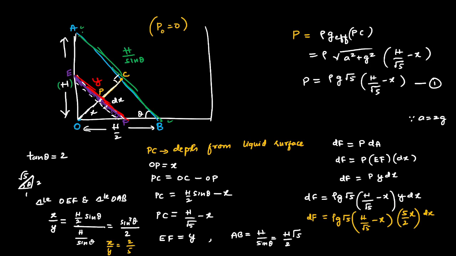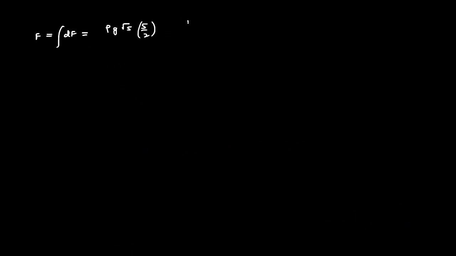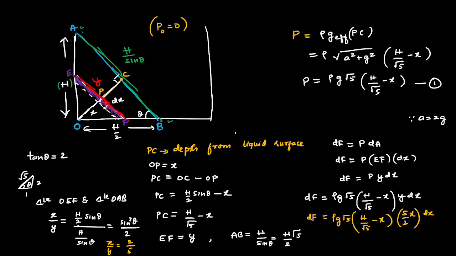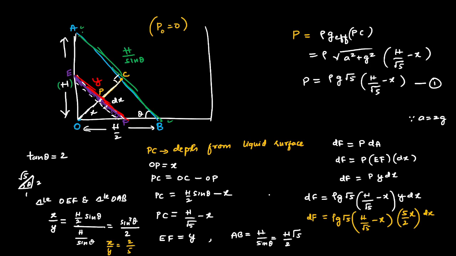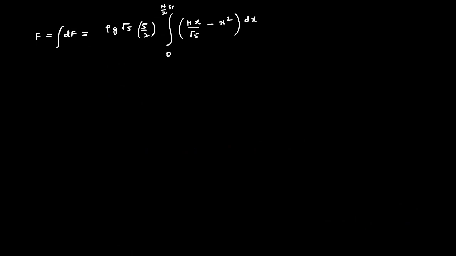So the small force, when you integrate, becomes the total force. And that turns out to be how much here? See here, rho g root 5 is constants, and 5 by 2 is also constant. So I'll be writing 5 by 2 constant outside the integration. And we have h by root 5 times x minus x squared, that I have to integrate with dx. Everything else I have taken outside the integration. Now here, as we move from O to C, we know that x varies from 0 all the way to h by 2 sine theta, right? So 0 to h by 2 sine theta.